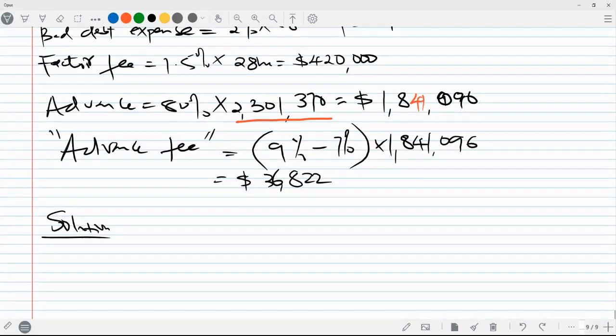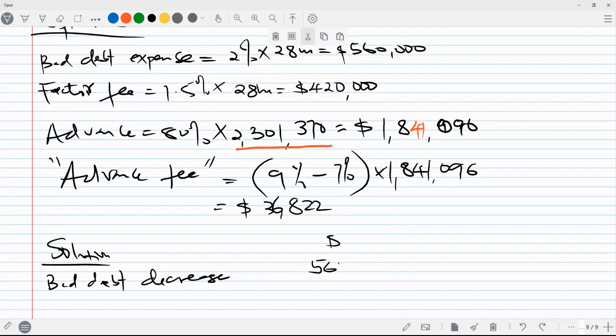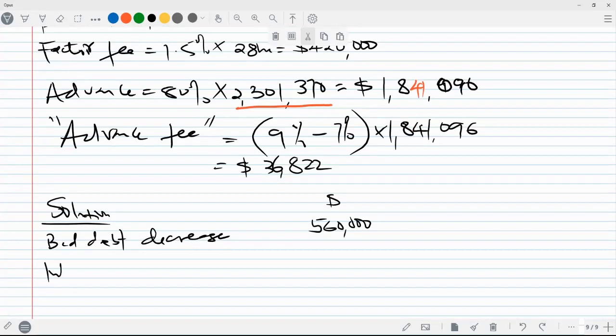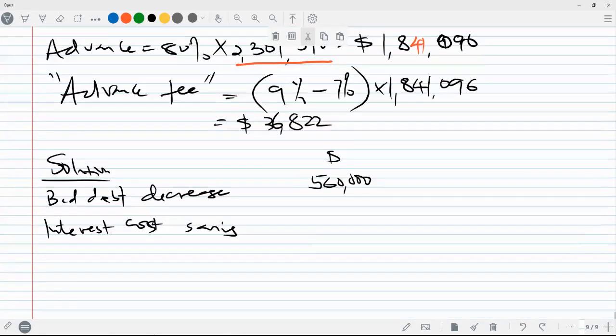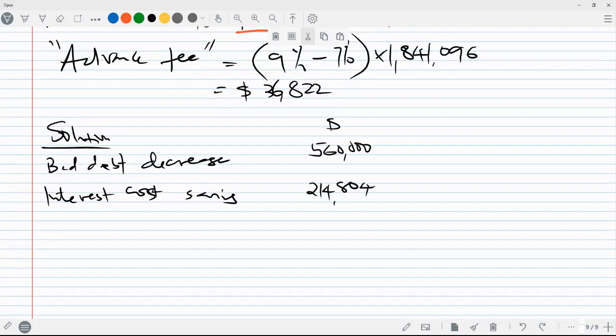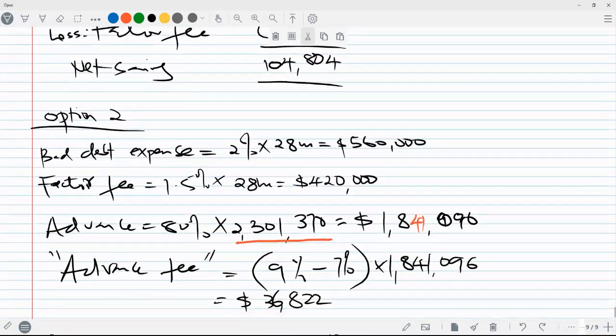can be in savings here, there was bad debt decrease. As I say, the entire budget becomes a saving to the company, which is equal to 560,000. Okay. Then what else we have? We have interest cost saving, which remains as it was at option 1. So which was 214,804. Admin cost saving is all the same as option 1. 30,000. But anything else? That is it.